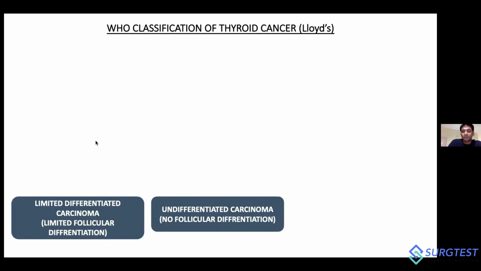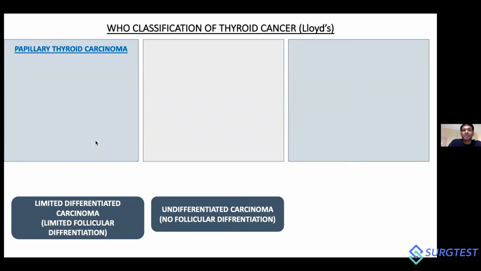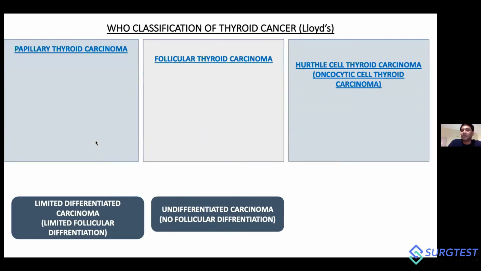regions. So well differentiated, there is papillary, follicular, and Hurthle cell thyroid carcinoma. Remember, these three are the well differentiated. They have complete differentiation of their follicles. Now, papillary thyroid carcinoma, full follicular differentiation, but with a distinctive nuclear feature. So, all the classification in differentiated thyroid carcinoma is with respect to the nuclear feature of papillary thyroid carcinoma.